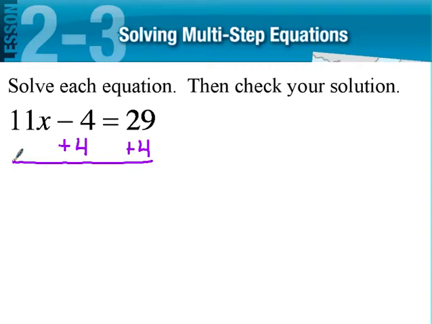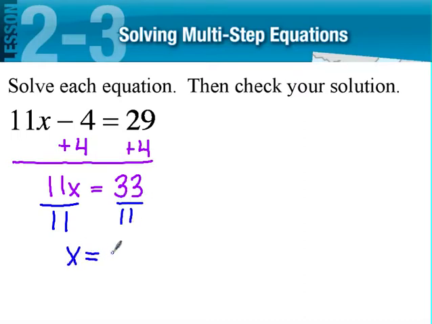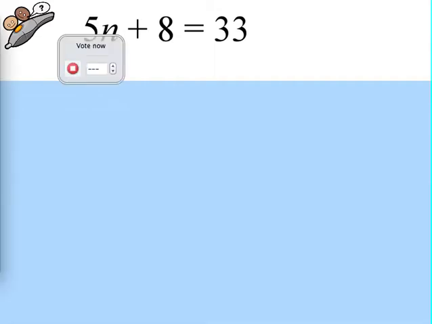And so on the left side, I'm now left with 11x. What happened to the negative 4 and the positive 4? They cancel, right? So then I have 29 plus 4, which is 33. So now this is a problem like what you had yesterday. And how are you going to solve that? Divide by 11. And so when I divide by 11, I get x to equal 3. Okay, multi-step equation.